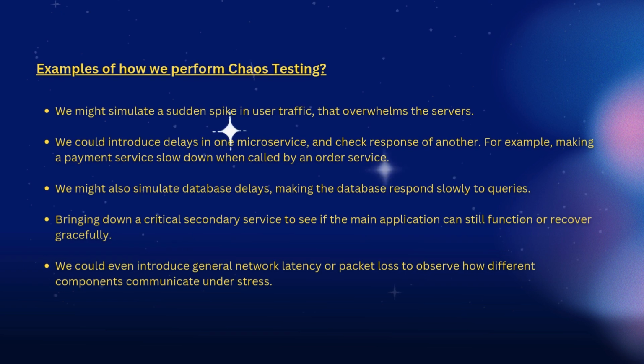What are some practical examples of how we perform chaos testing? We might simulate a sudden spike in user traffic that overwhelms the servers. We could introduce delays in one microservice and check the response of another, for example, making a payment service slow down when called by an order service. We might also simulate database delays, making the database respond slowly to queries. Another example is bringing down a critical secondary service to see if the main application can still function or recover gracefully. We could even introduce general network latency or packet loss to observe how different components communicate under stress.